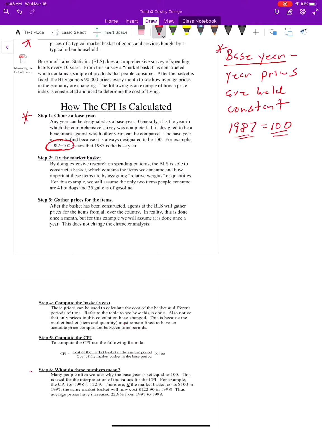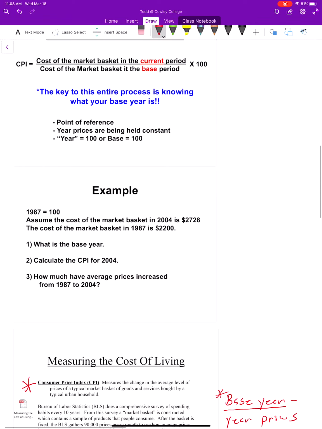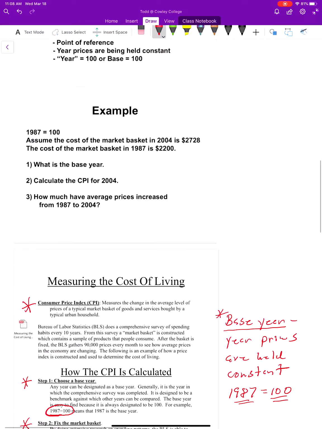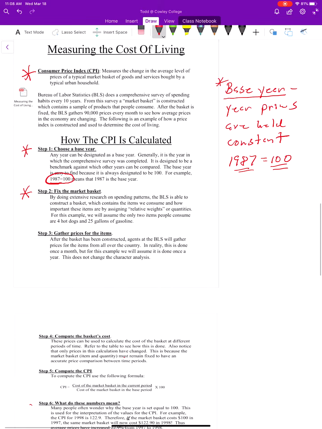But that's the first thing that you want to look for. All right, the second thing you want to do is to go in and do what we call fix the market basket. So you want to go out and do your comprehensive consumer survey. So it's kind of what I tried to show you up here. The comprehensive consumer survey is going to show you the items and the quantities that are going to be in your market basket.